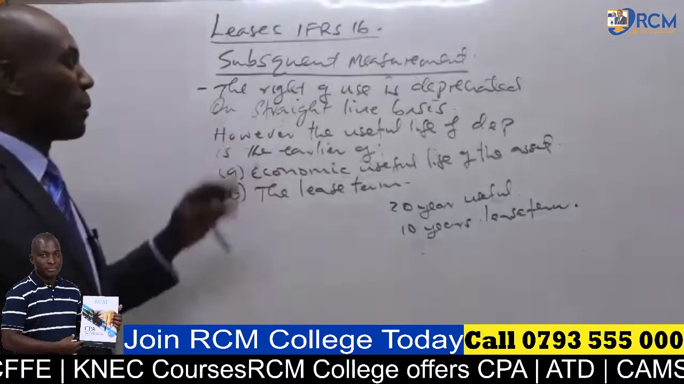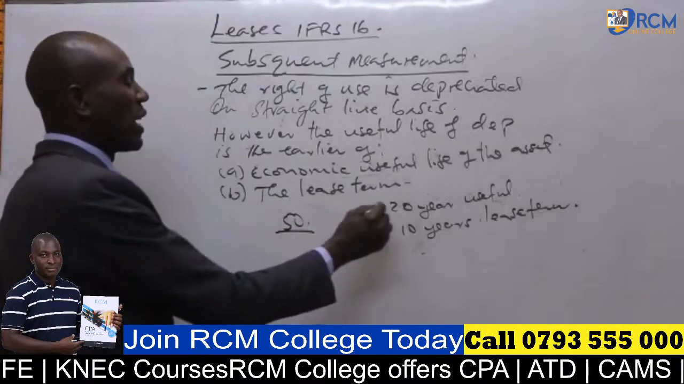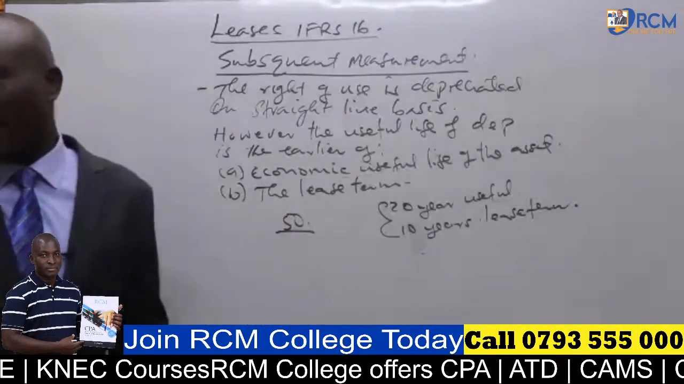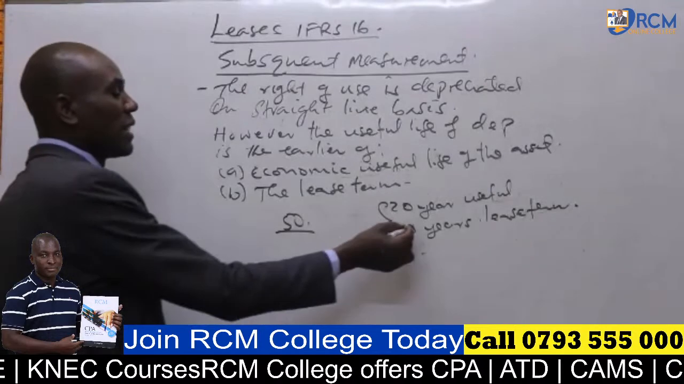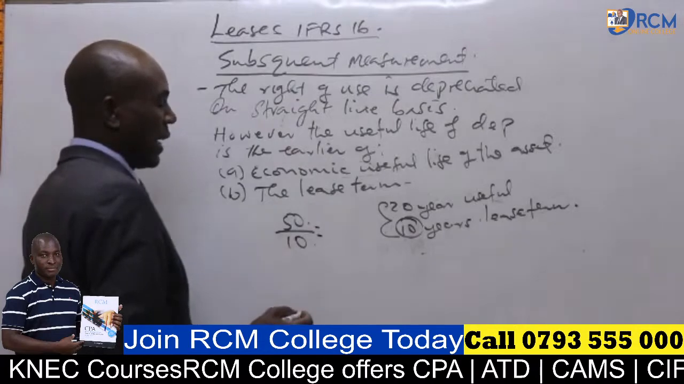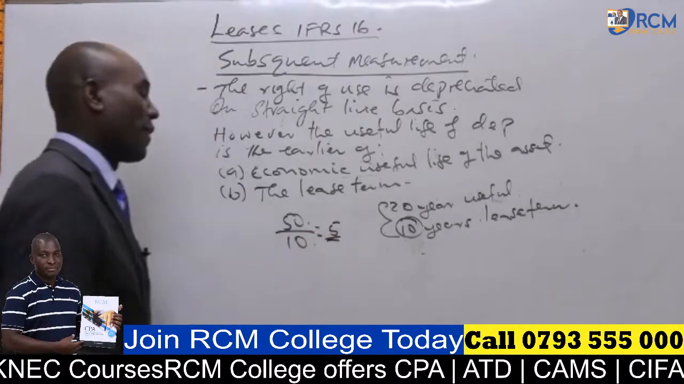Therefore, if I want to depreciate this value on initial recognition, I will use the lesser of the two. Which one is fewer years? This one is 10. I will use 10. Therefore, my depreciation each year will be over 5 years.